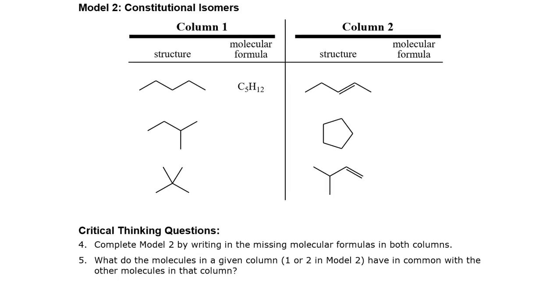Let's move on to Model 2, constitutional isomers. So you see 2 columns with structures filled in and molecular formula only filled in for one of them. Question 4 says, complete the model by writing in the missing molecular formulas in both columns. So you need to know the total number of carbons and hydrogens for each of those molecules. So pause the video, figure that out now, take as much time as you need, and fill in those 5 values. Pause now.